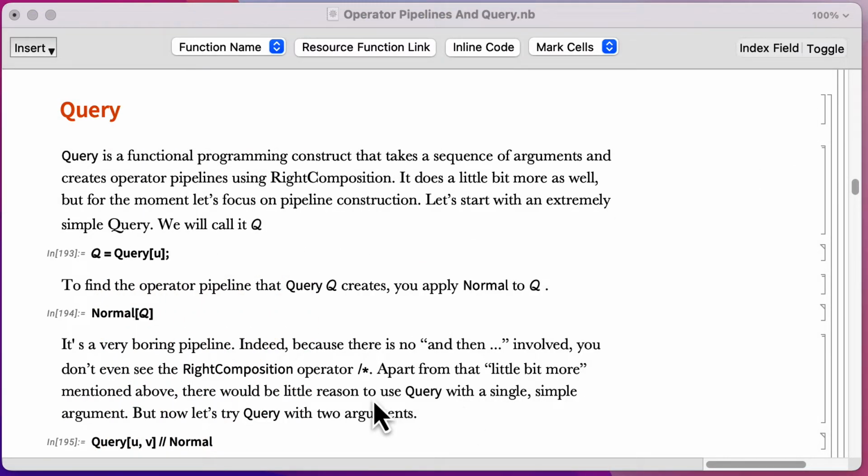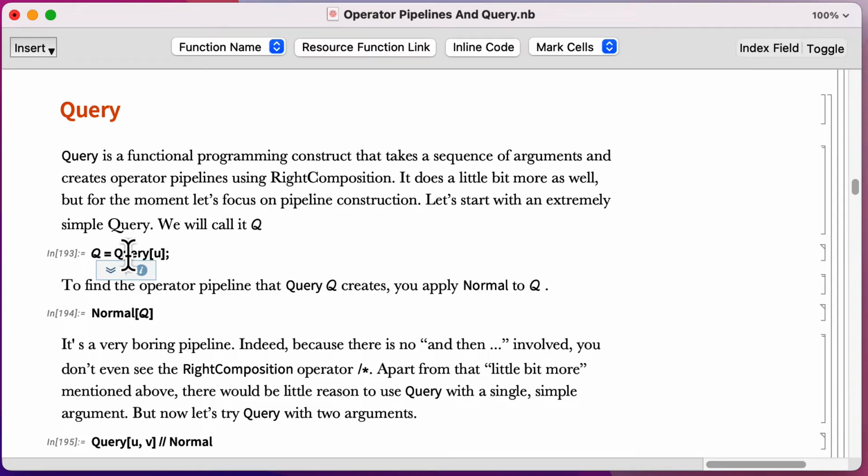Okay, let's talk Query. As I mentioned, Query is a functional programming construct that takes a sequence of arguments and creates operator pipelines using right composition. There are a few more things that it can do, but this is what we need to know for this moment. So, here's how you make a Query.